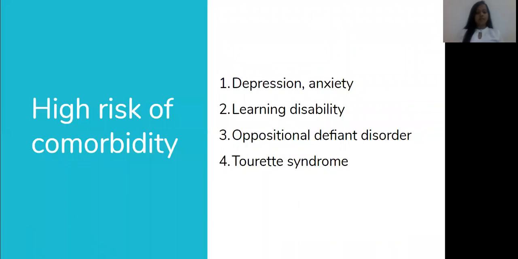ADHD has high risk of comorbidity. The comorbidity disorders such as depression, learning disability, oppositional defiant disorder, Tourette syndrome are some of the most common comorbidity disorders that ADHD patients are suffering from.